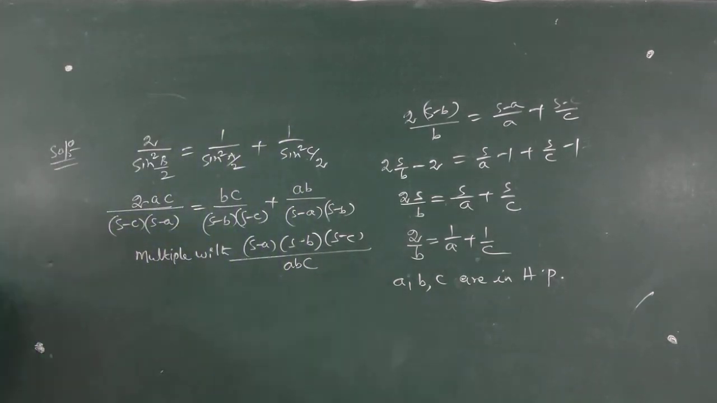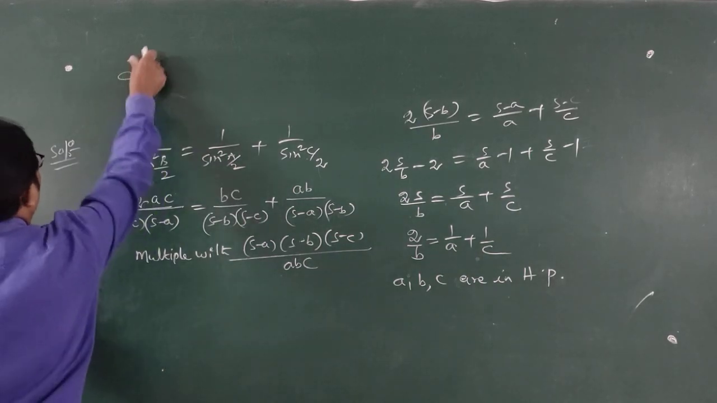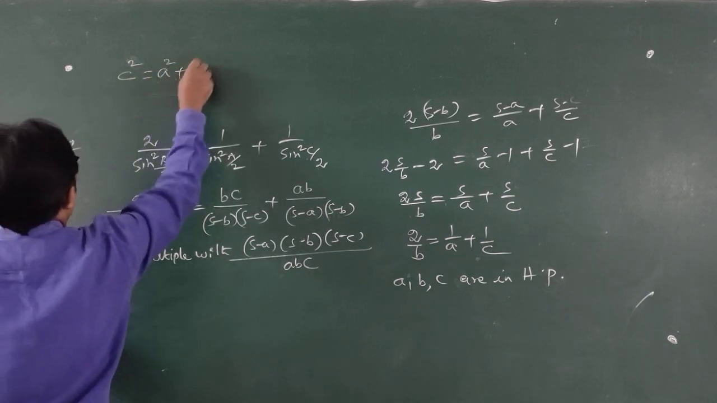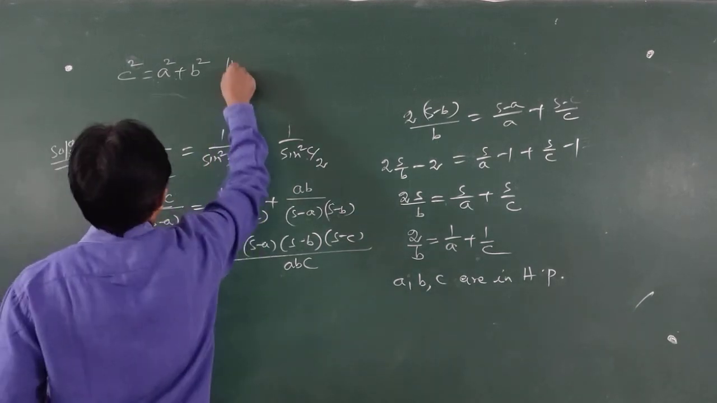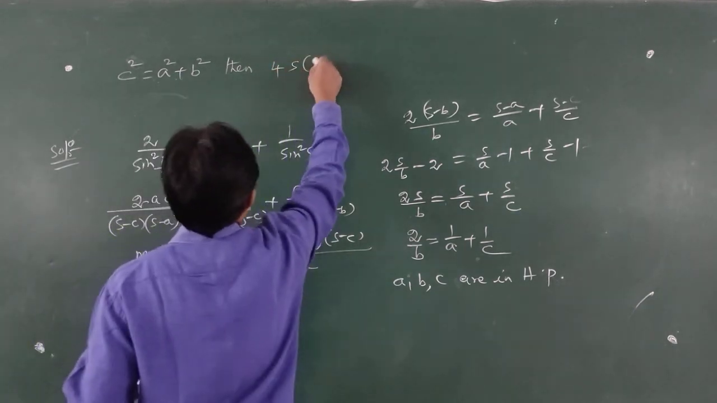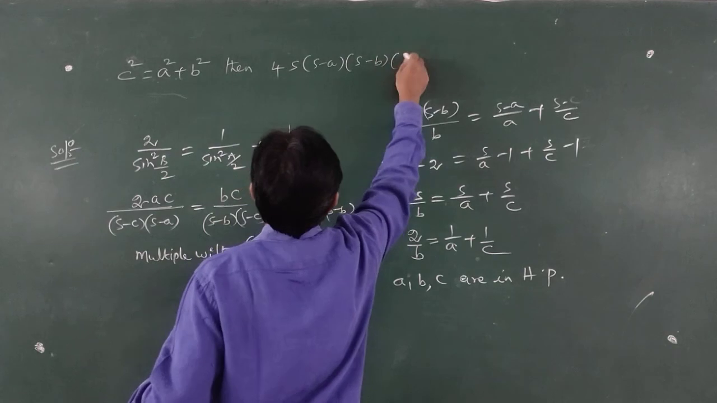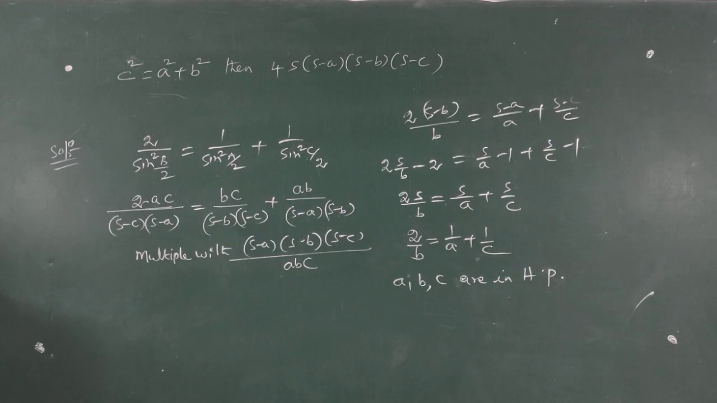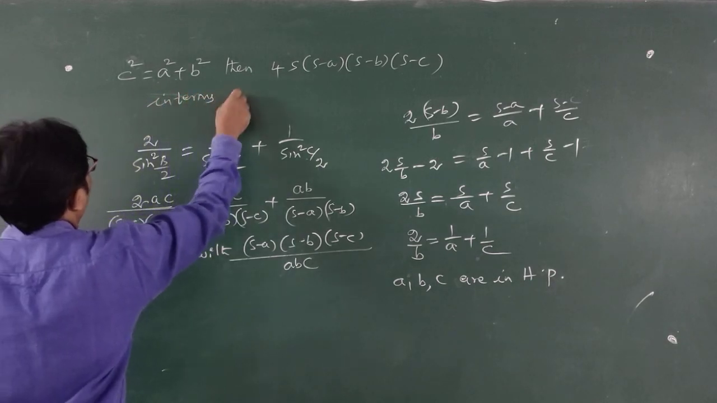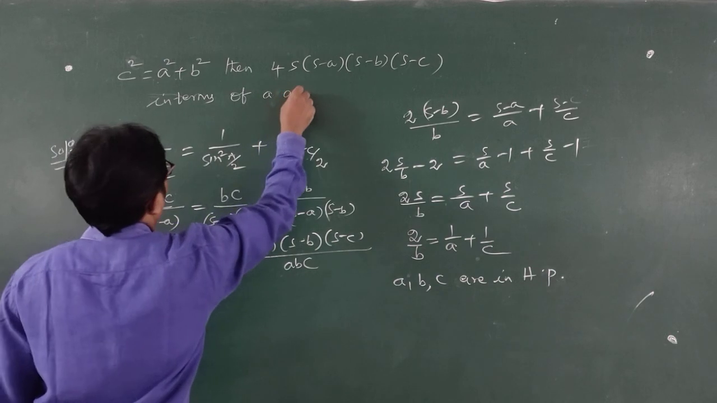Now, question number 3. If c² equals a² plus b², then find the value of 4s(s minus a)(s minus b)(s minus c) in terms of a and b.